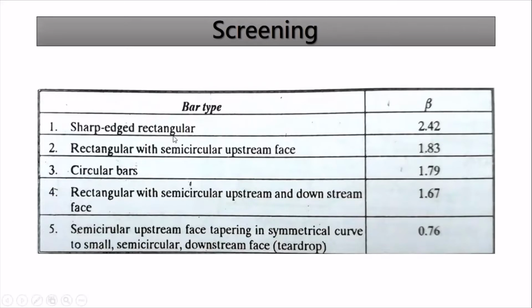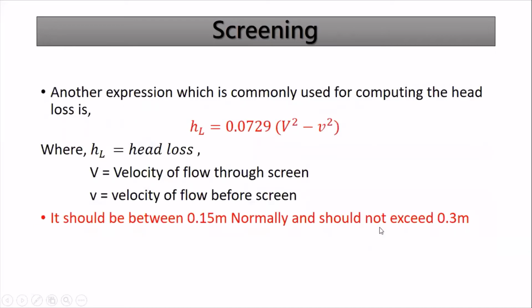For a sharp edge rectangular bar, the value of beta is 2.42. Then rectangular with semicircular upstream face, the value of beta is 1.83. Then circular bar, the value of beta is 1.79. Then rectangular with semicircular upstream and downstream face, the value of beta is 1.67. Then semicircular upstream face tapering in a systematic curve to a small semicircular downstream face, the value of beta is 0.76.